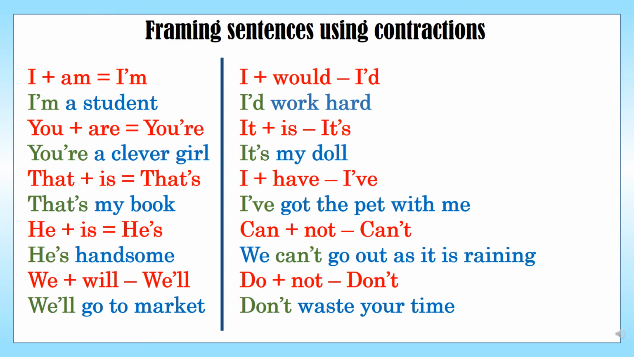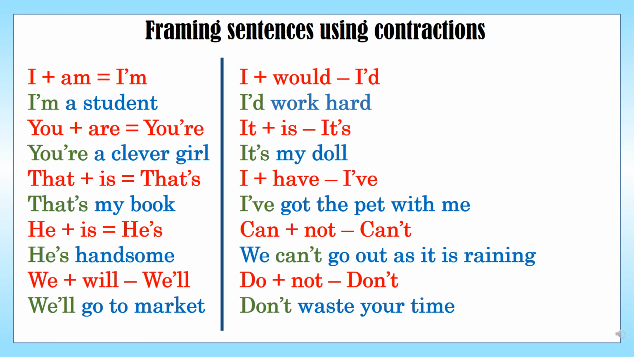We plus will can be said as we'll. We'll go to market. Sixth one, I plus would can be said as I'd. I'd work hard. Next one, it plus is can be said as it's. It's my doll.